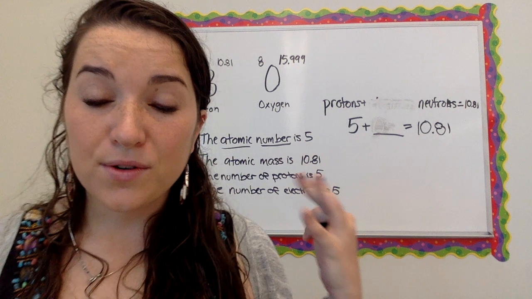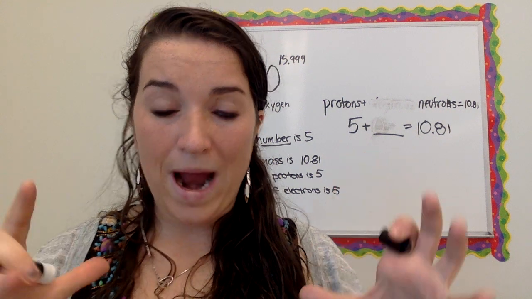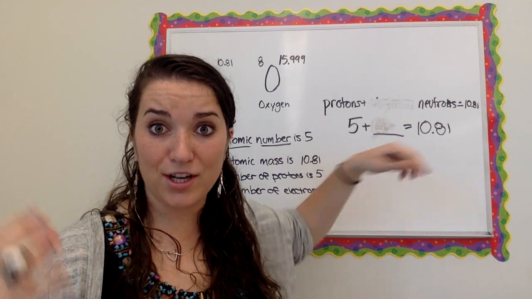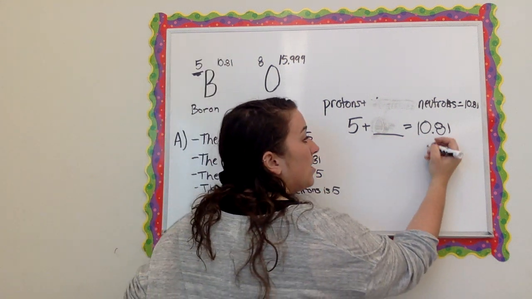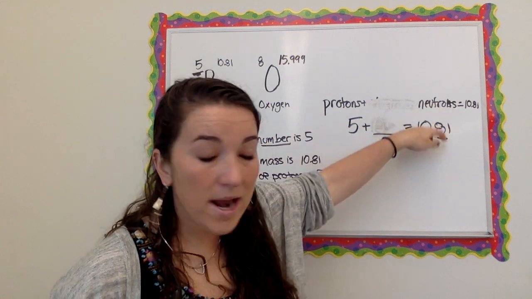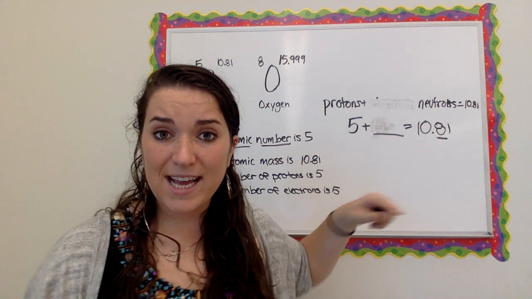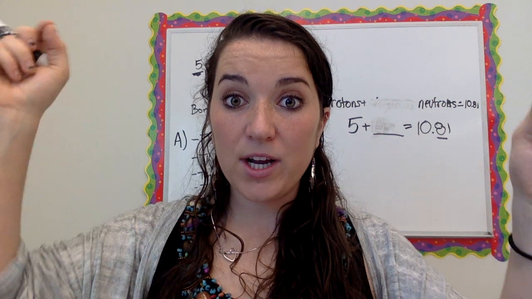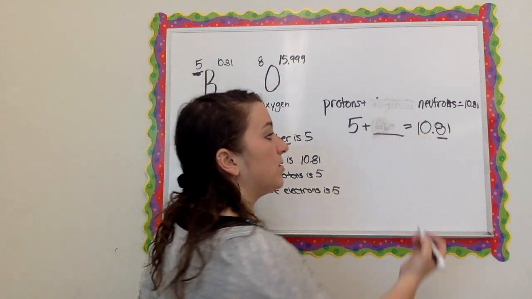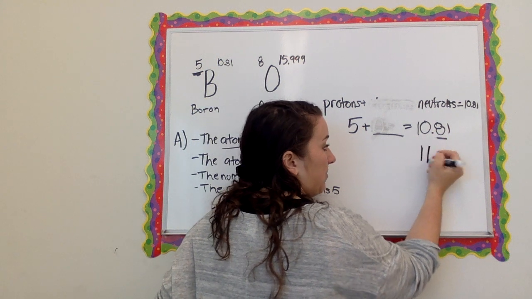Okay, so now the first thing I need to do is round my atomic mass, so the total mass. Round it up. So I can round 10.81. In order to round, I look one place to the right of the decimal and ask, is that number bigger than or equal to 5 or less than 5? 8 is bigger than or equal to 5, so I will round up.